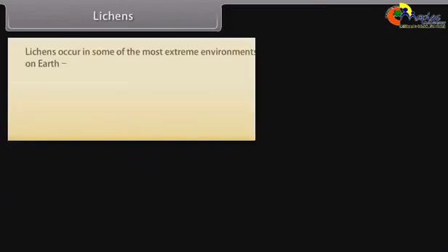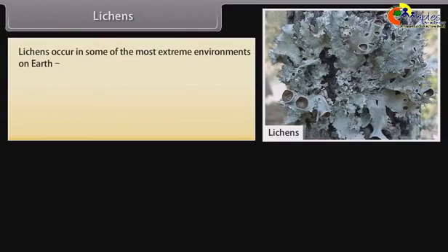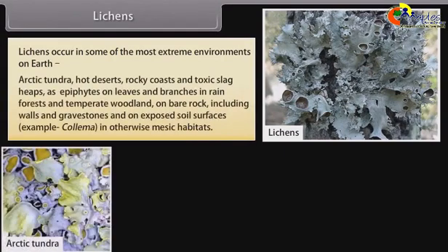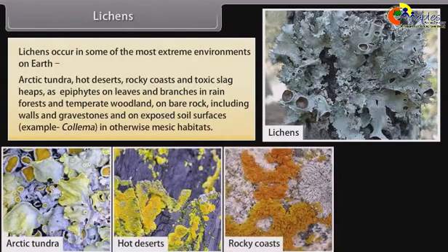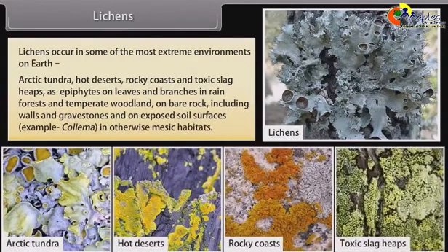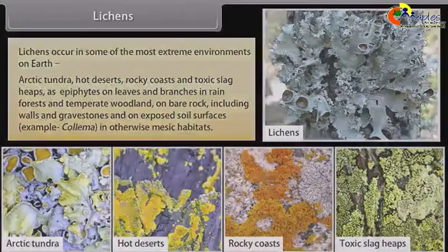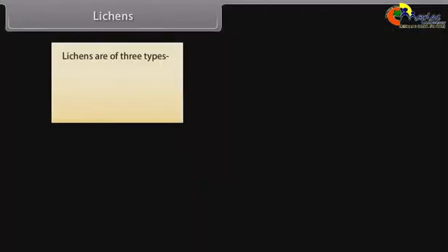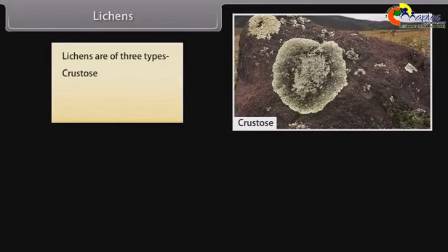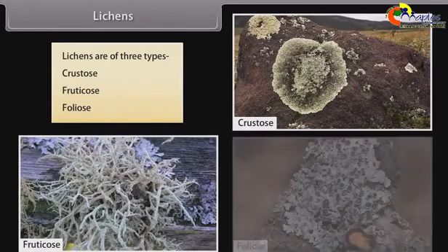Lichens. Lichens occur in some of the most extreme environments on Earth: Arctic tundra, hot deserts, rocky coasts, and toxic slag heaps, as epiphytes on leaves and branches in rainforests and temperate woodland, on bare rock, including walls and gravestones, and on exposed soil surfaces in otherwise mesic habitats. Lichens are of three types: crustose, fruticose, foliose.